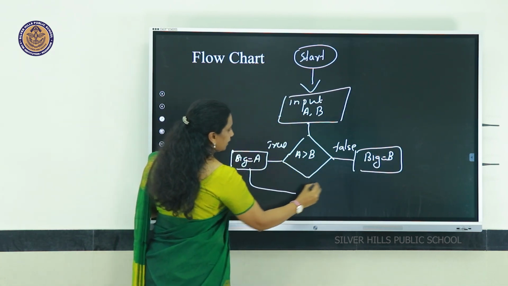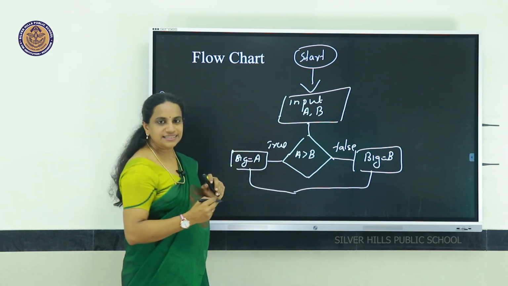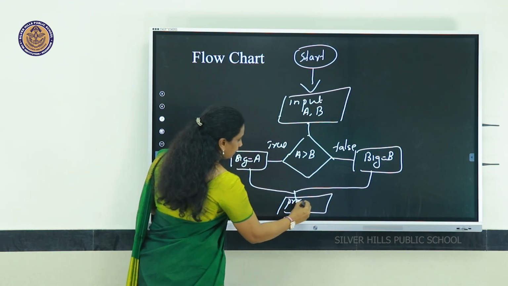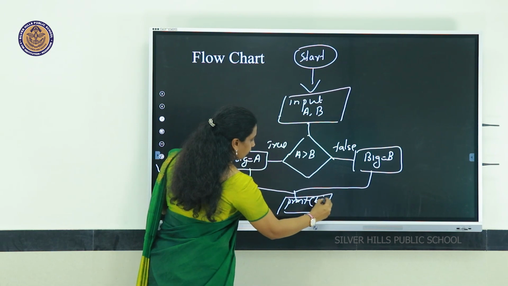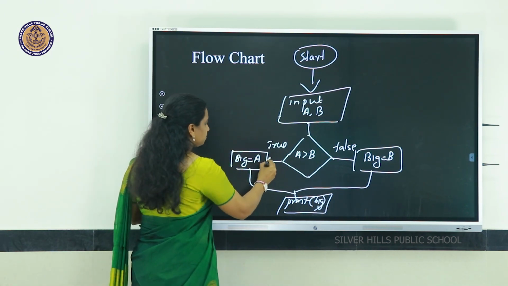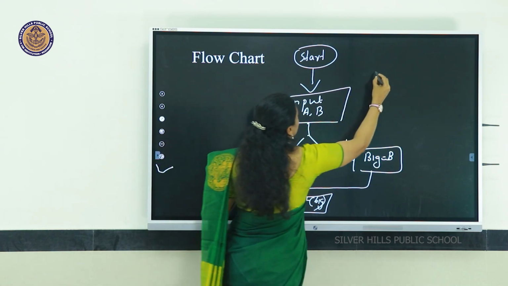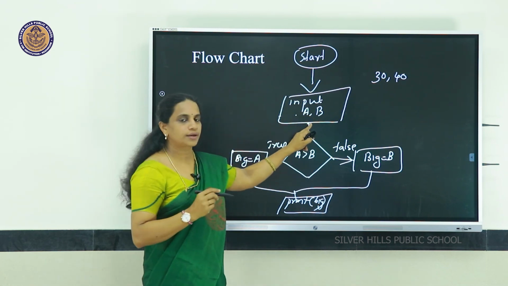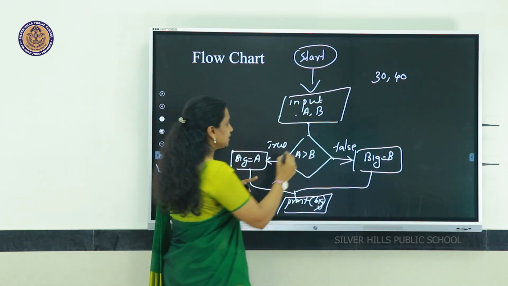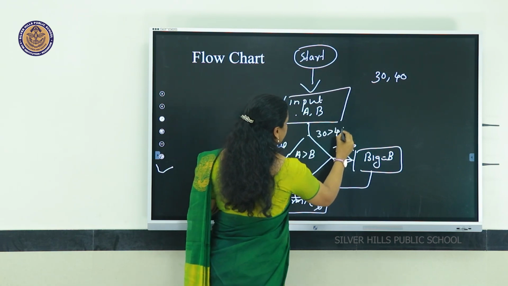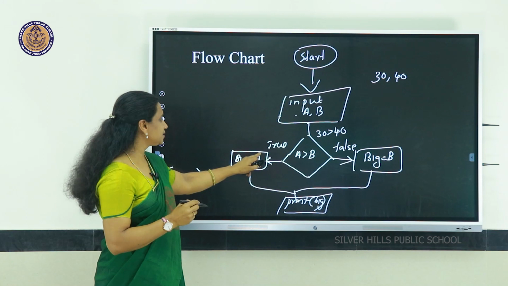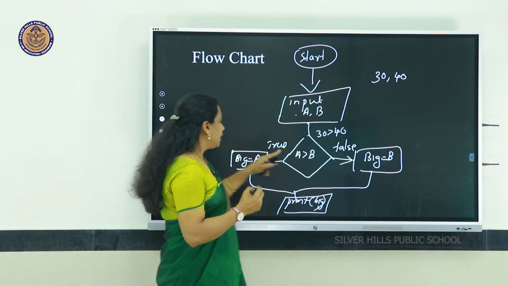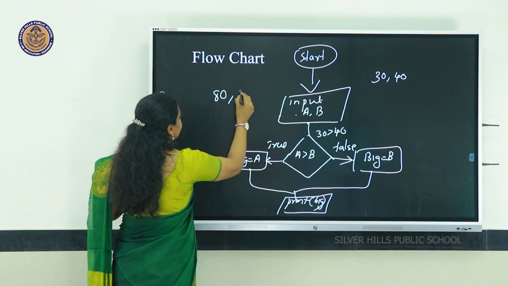Okay. Now, what is the final answer? Now, we got the biggest number, which you can print. Then you can have a print statement, print big. Okay. Now, let us see the flow of execution of this program. Suppose you entered 2 numbers, 30 and 40. Input A comma B, 30 and 40. Now, A greater than B. It will check whether 30 is greater than 40. 30 is not greater than 40, that is false. Now, which one is the biggest number? The biggest number is B. Now, suppose I entered 80 and 30.